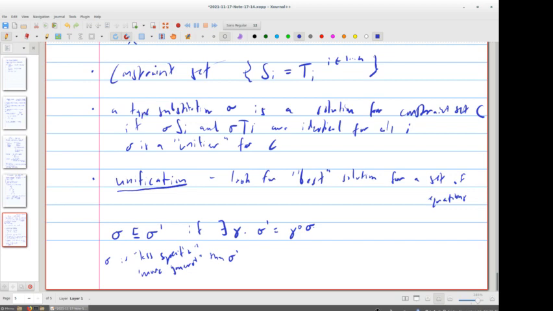Sigma prime is the same thing as doing sigma first and then something else. But of course this could be the identity. So this is a reflexive relation. Sigma is less than or equal to sigma for every sigma. So it's like less than or equal to, not strictly less than.